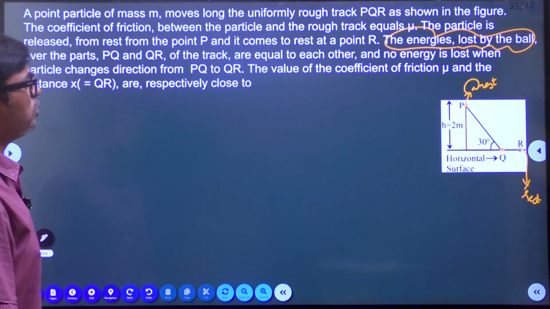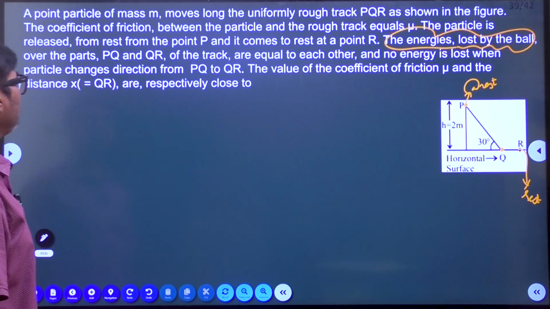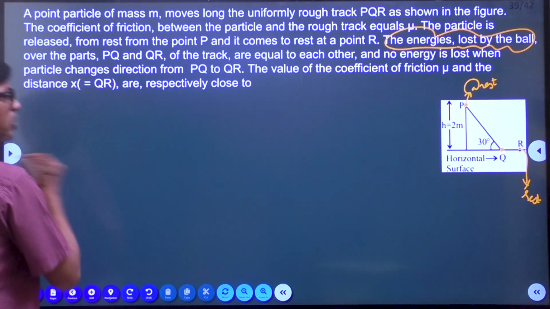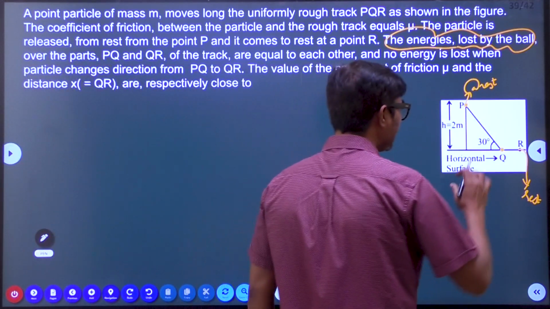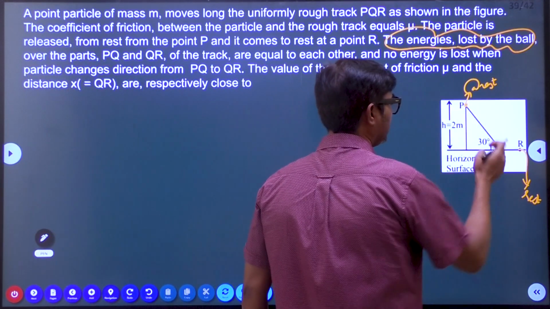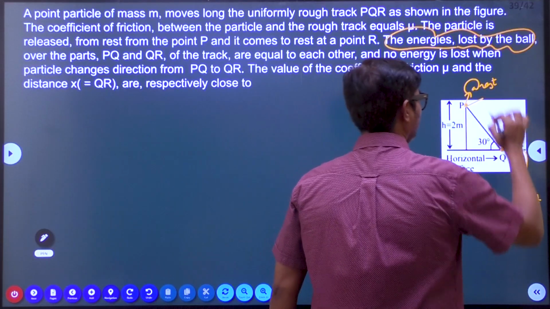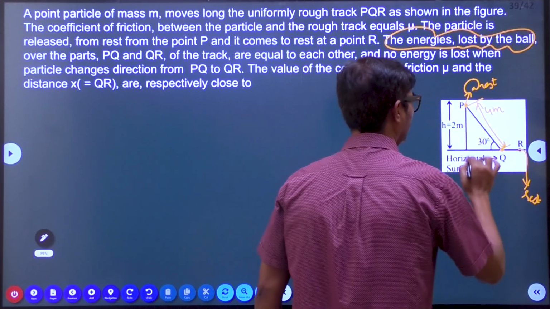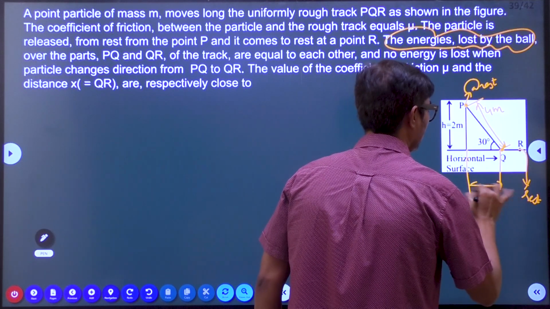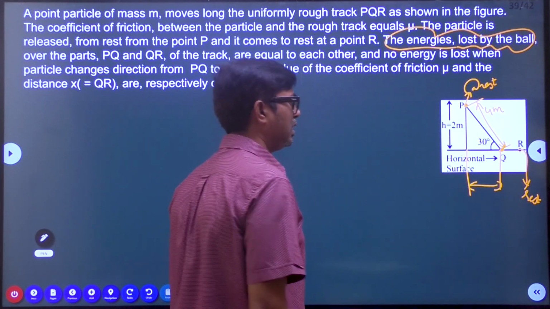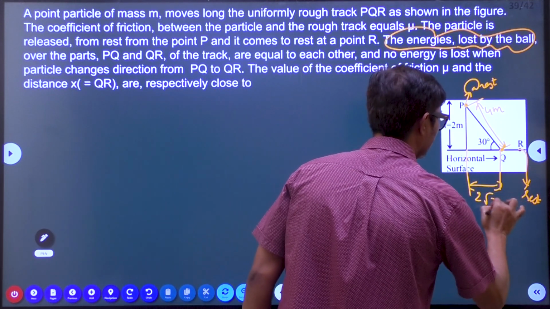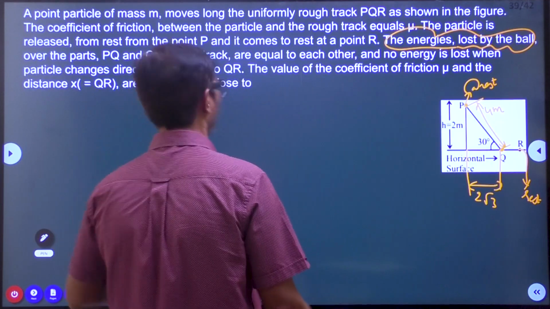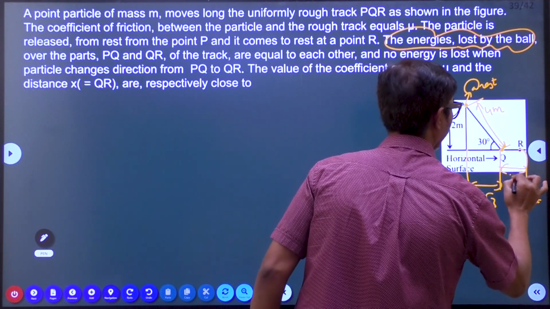Now the value of the coefficient of friction we need to calculate, and they are also asking you to calculate the x value. Okay. So a little bit of geometry here. See, this is 2. This is 30 degrees. How much is this distance then? 4 meters, no? 4 meters. And what about this distance? All right, 4 cos 30. This will be 2 root 3 meters. And they said QR, no? QR is x.